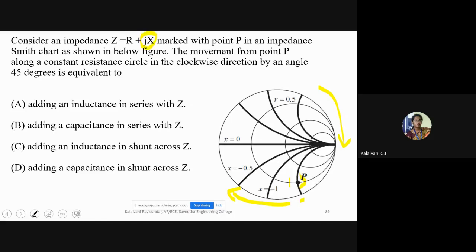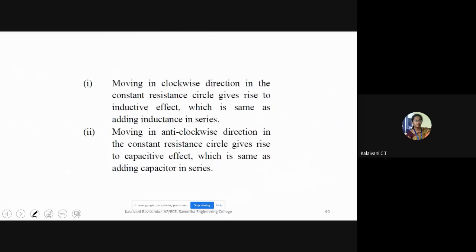So jX, we will see the impedance part along the clockwise direction. Since the resistance is not going to change, we move only along the resistance circle. For the full resistance circle, the resistance value is the same, so we only have to look at the impedance. Remember these two points, which apply in the Smith chart.